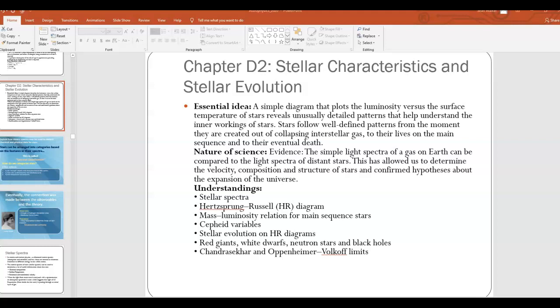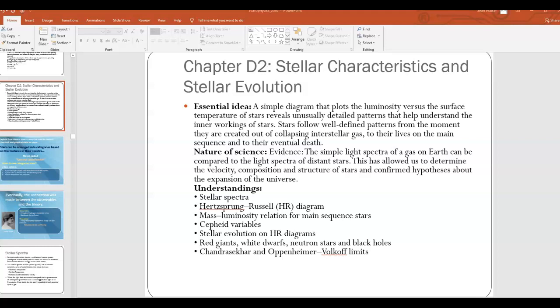In the next video, we'll probably talk about the mass-luminosity relation for main sequence stars and Cepheid variables. And then in the last video or two, we'll talk about stellar evolution, how that pertains to HR diagrams. We'll talk about what is a red giant, what is a white dwarf, neutron stars, black holes, and the Chandrasekhar and the Oppenheimer-Volkoff limits. And again, those have to do with stellar evolution, and we'll talk about that not in the next video, but probably the video after that.